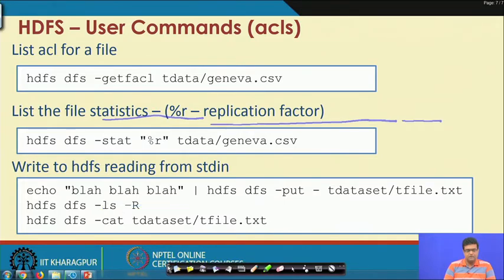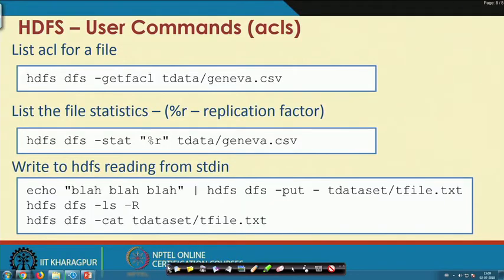Okay. Similarly, you can get access controls. Just like a Unix file system, the Hadoop file system also supports access control, which is the owner of a file, and then what permissions the owner has, what permissions the group has, and what permissions others have. So, it has exactly the same access control model as Unix.